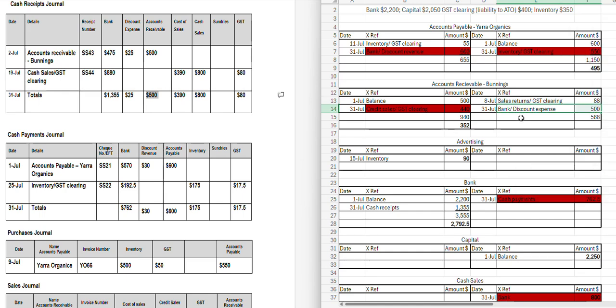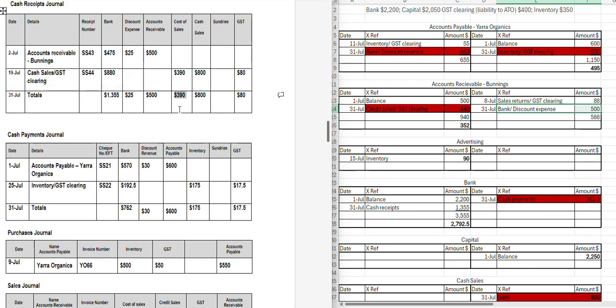Now, in terms of the cross-reference, and if we look at this transaction on the 2nd, we actually only received 475. 25 was granted as a discount to Bunnings because they paid promptly. So in terms of our cross-reference, we need to acknowledge that by having a bank/discount expense entry on the credit side.